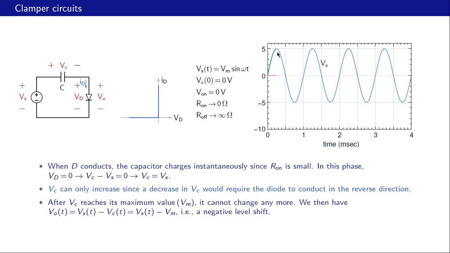At this point, Vc has already reached its maximum, and that is Vm, which is equal to 5. So subsequently, Vc is going to stay at that value. And then we have this equation to describe Vo of t, which is Vs minus Vm. So if this is Vs, our Vo is simply a level shifted version of Vs. And note that the shift is now downward.